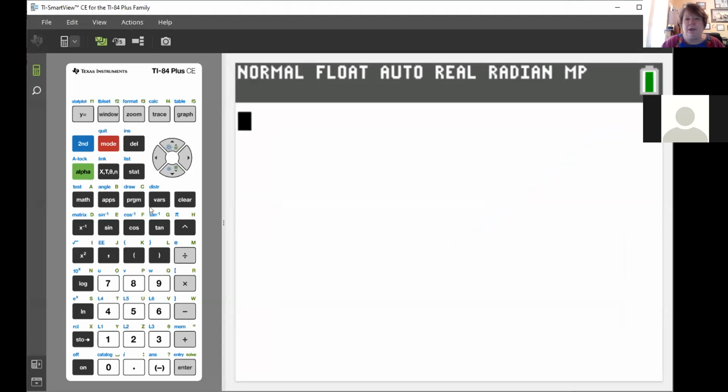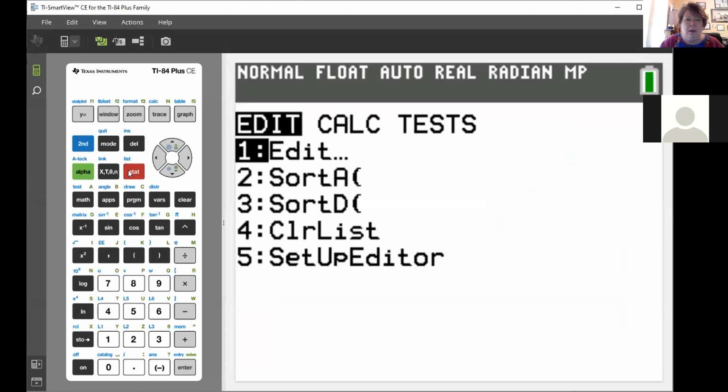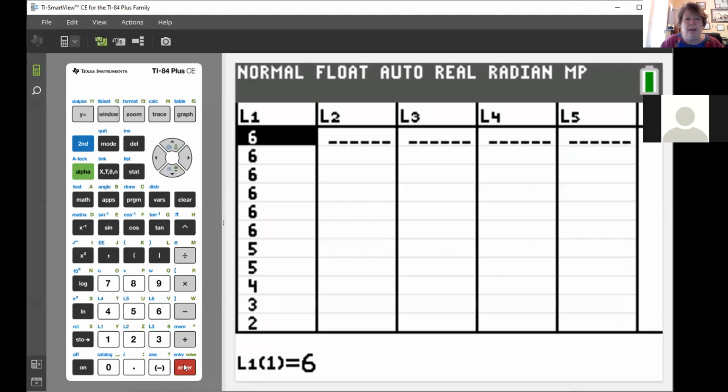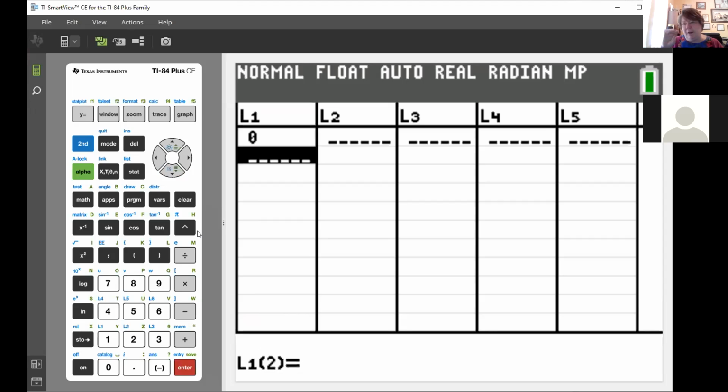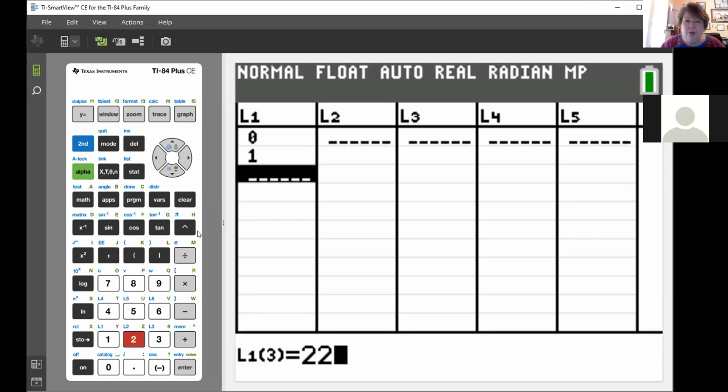So I'm going to go to my stat menu and see if I have anything in my lists. And I do. I have something in L1, so I'm just going to go up and clear that out. Okay, so in L1, I'm going to put the values my random variable can take on. So she attended class no days a week, 1 day a week, 2 days a week, or 3 days a week. So I'm going to put in 0, 1, 2, and 3.